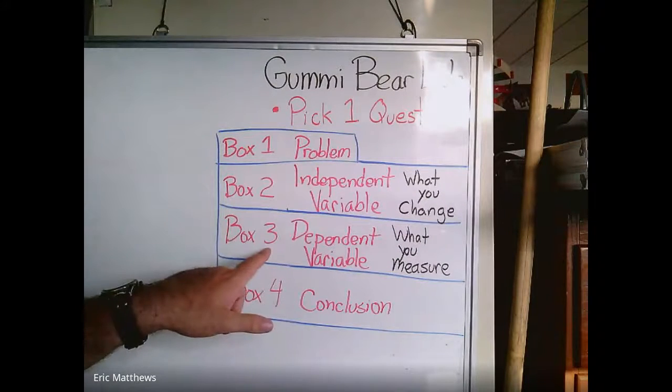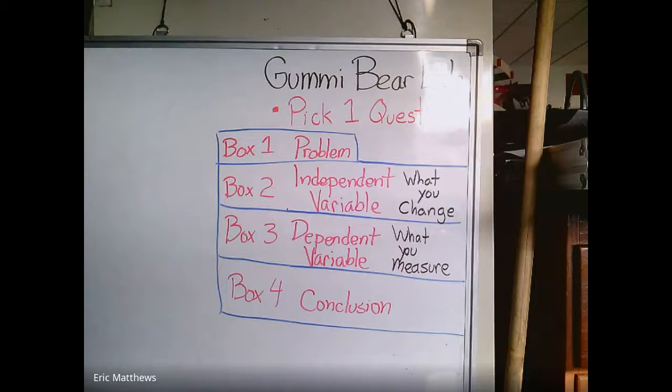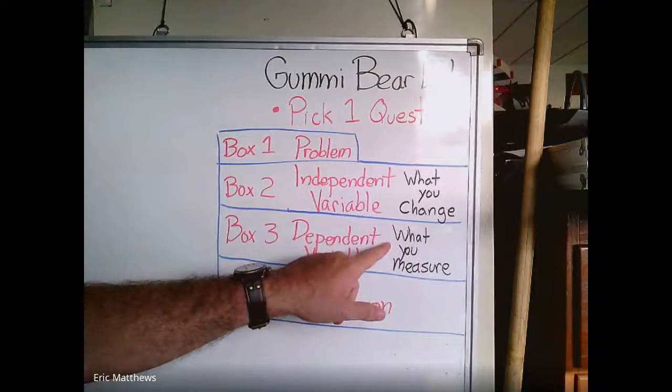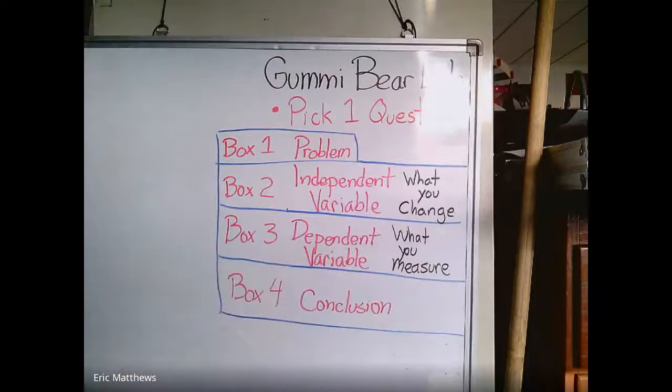In the third box, you're going to write down your dependent variable. This one appeared in question 3 of the airplane lab, where it said we are going to measure the distance that the airplanes fly as our dependent variable. That's our data. So what will be your data? What will be the measurements that you take? Write that down in box number 3.